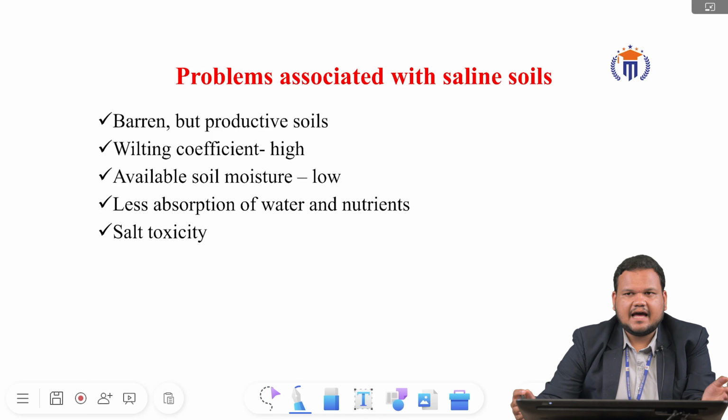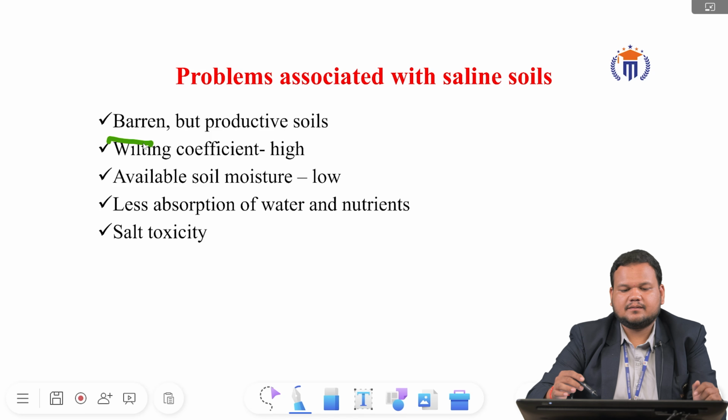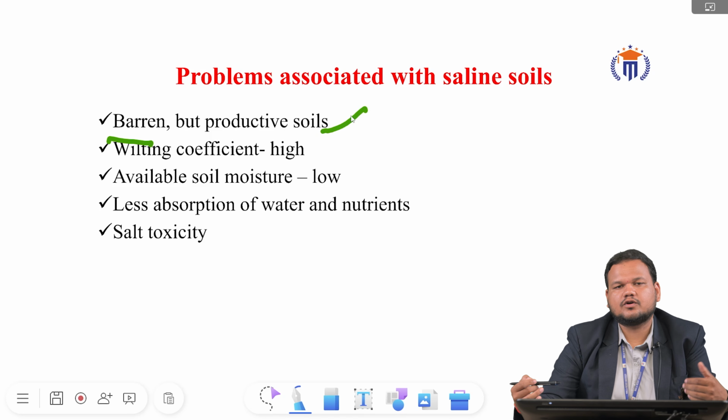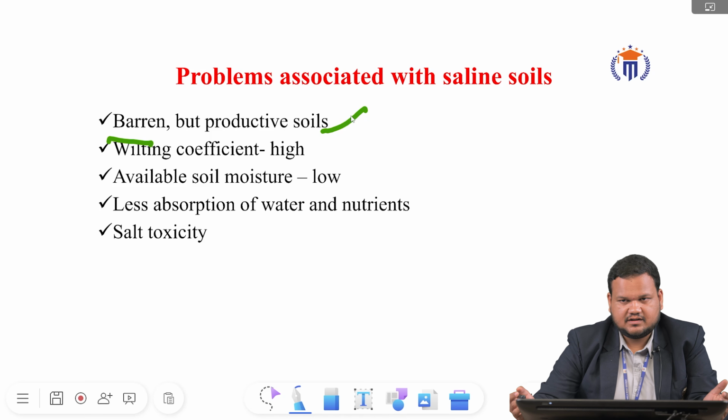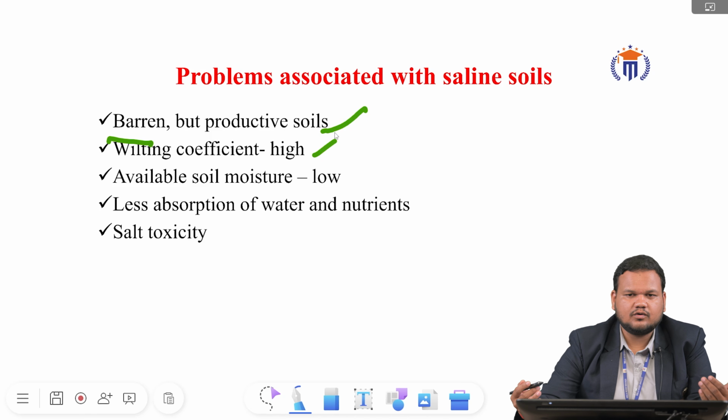So what are the problems associated with your saline soils? As you can see, as no crops can be grown, they will remain barren. But they are productive soils if you carry out remedial measures. And also the wilting coefficient is very high, even if you are giving more amount of water.